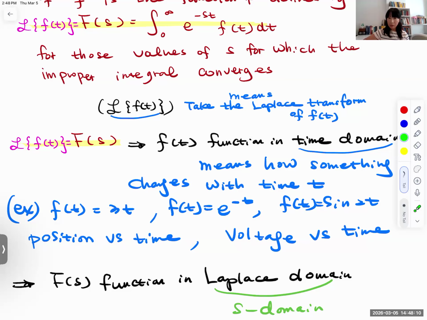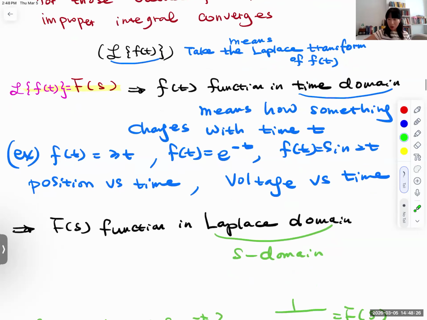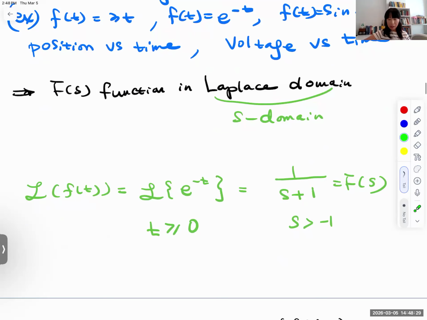so on, right? Okay, now the uppercase F of s is a function in the Laplace domain. So what does this mean? The Laplace domain is the S domain. Why S domain? Because if we have the f of t function, if we use the integral and express it as a Laplace transform, then we get 1 over s plus 1. So we do that later, okay?